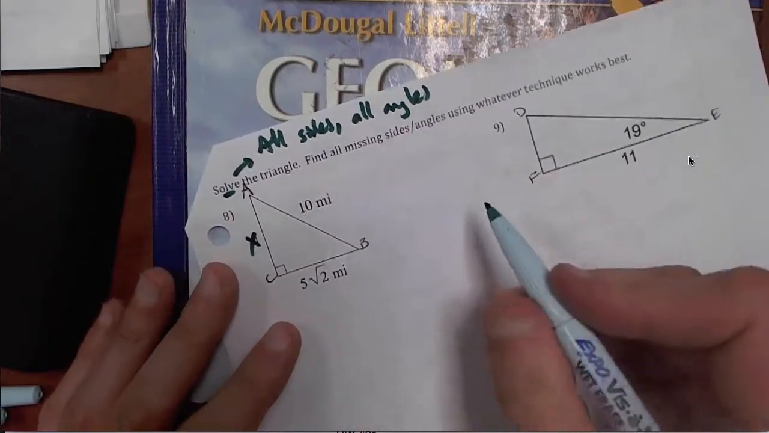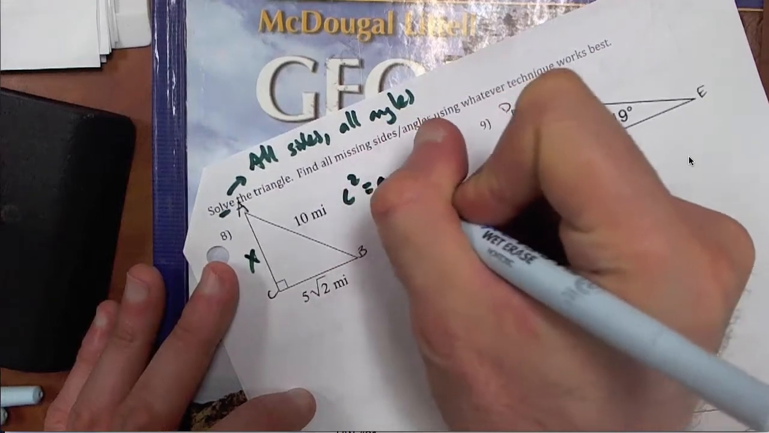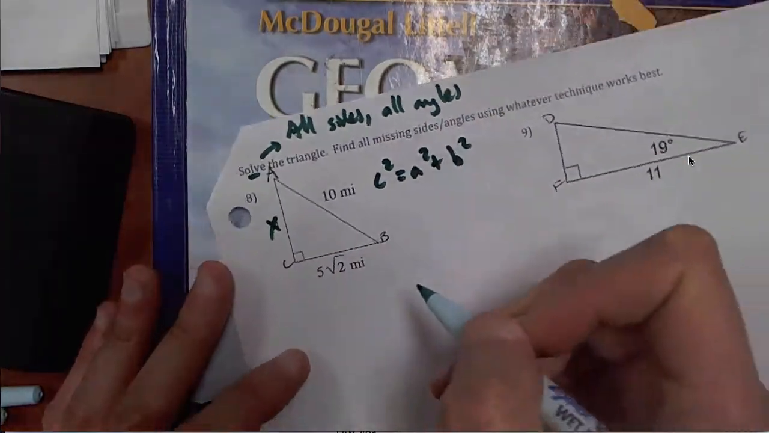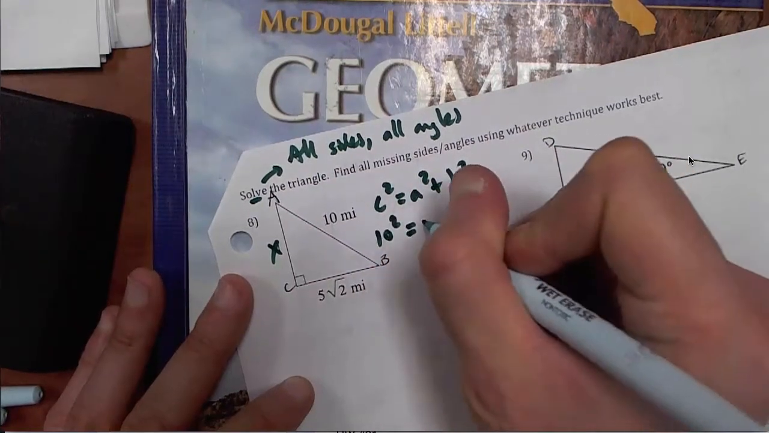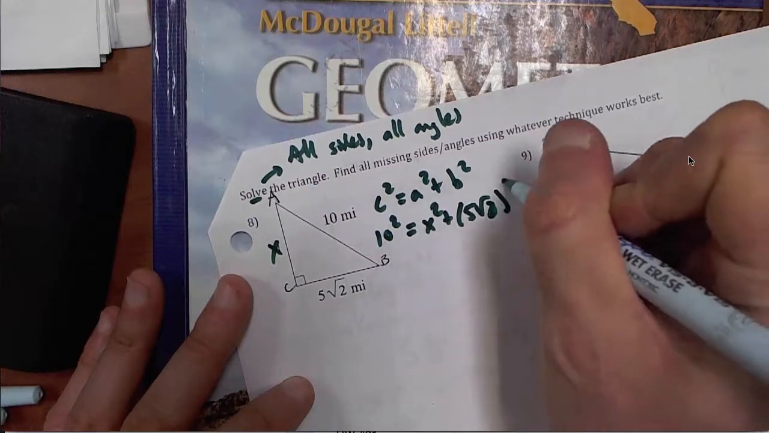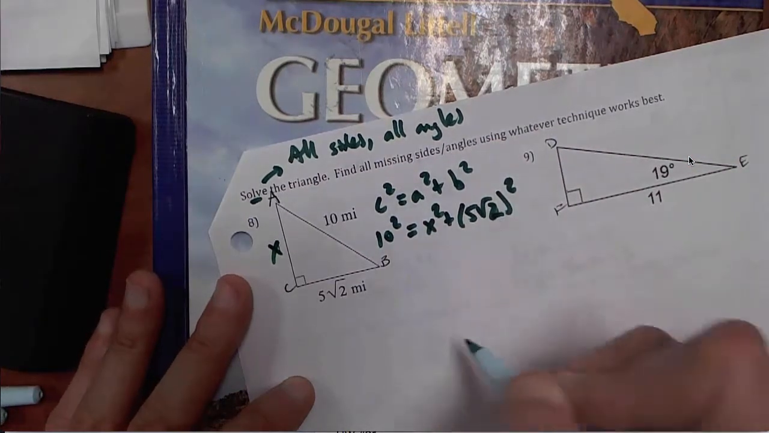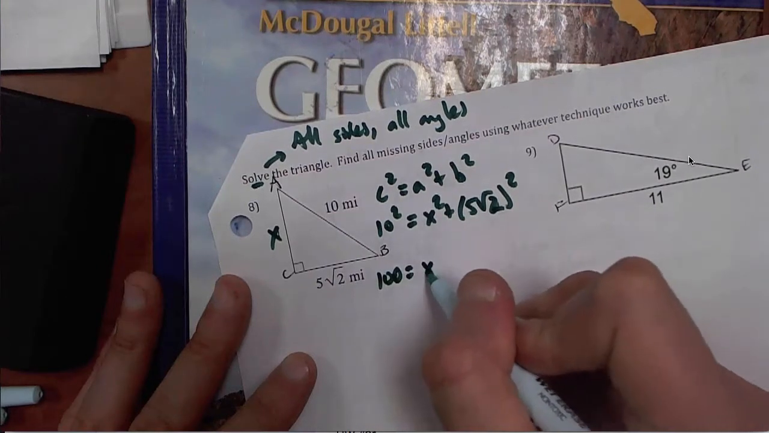I could find this by using the Pythagorean Theorem. So let's set that up. C squared equals a squared plus b squared. Okay, my hypotenuse is the longest side, that's 10. 10 squared equals x squared plus, and you can punch this in your calculator, but I'm going to try and leave it as a root, try and make sure I do this accurately. 5 root 2 squared. So this is 10 times 10, this is 100.